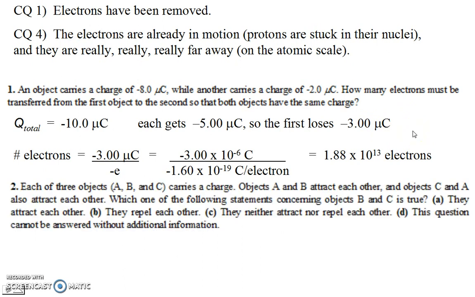Let's take a look at number 2. All right, so we have these different interactions among the objects. What are we going to do? Well, I like to draw this out. So here, for example, are objects A and B, and it says that they attract each other. Here's objects A and C. They also attract each other. The question is, what's happening with B and C?